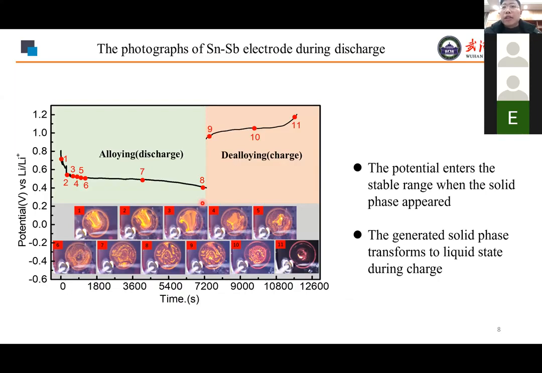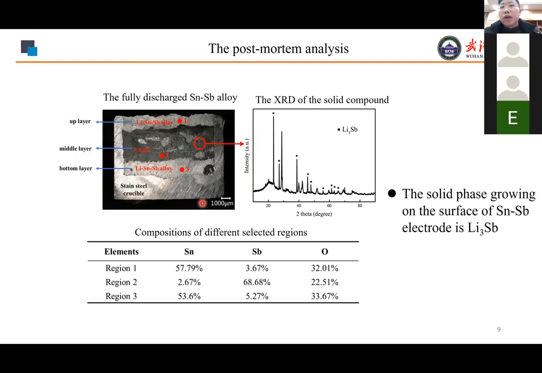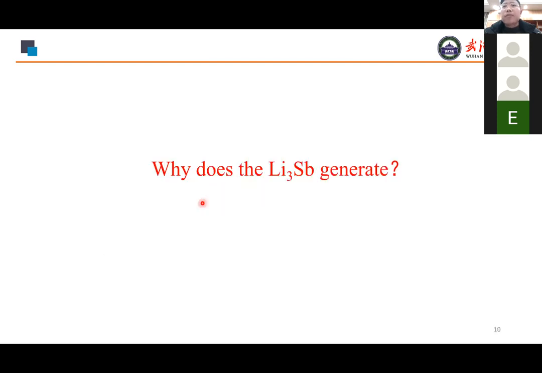It shows that the solid phase has good reversibility for its formation and breakdown, which is also the basic property needed for use as a secondary battery. The post-mortem analysis shows that the solid phase is lithium antimonide. And the second question comes: why does the solid lithium antimonide generate during discharge?